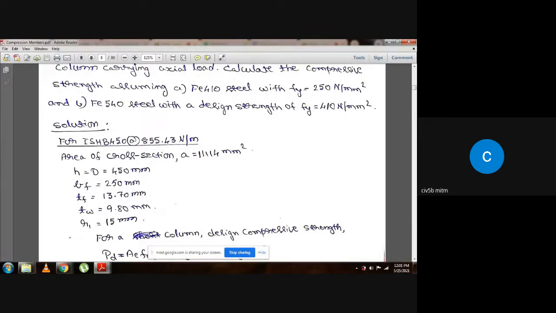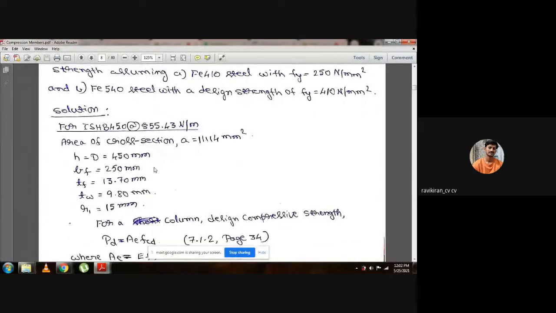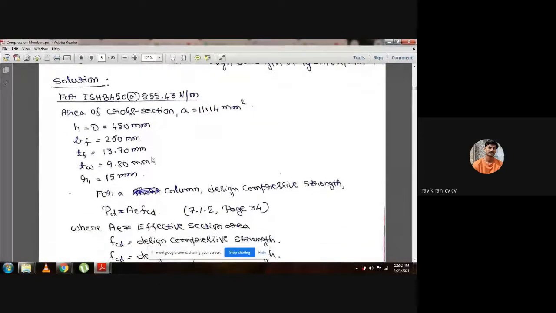Again, go to the first column and go down. You see the last but one item. You have two types of ISHB 450. One is ISHB 450 at 855.4 Newton per meter and the other is 907.4 Newton per meter. So you need to refer to the first one, that is 855.4 Newton per meter. That is the section given in the problem, is it not? So in that last but one section from the bottom you must refer.